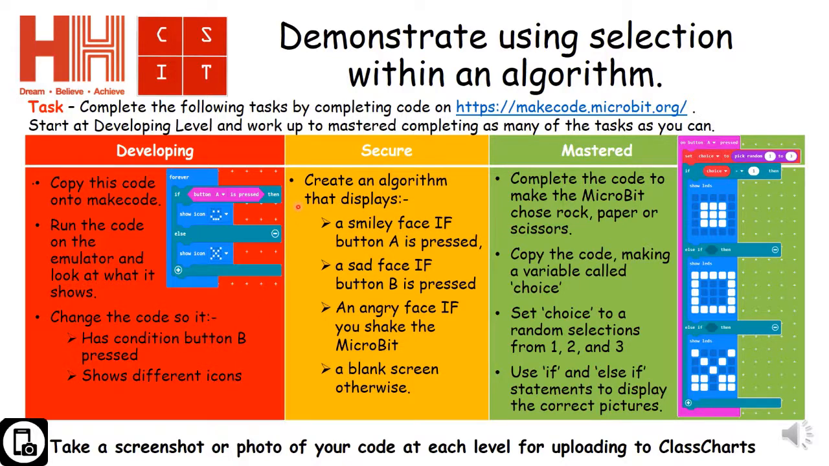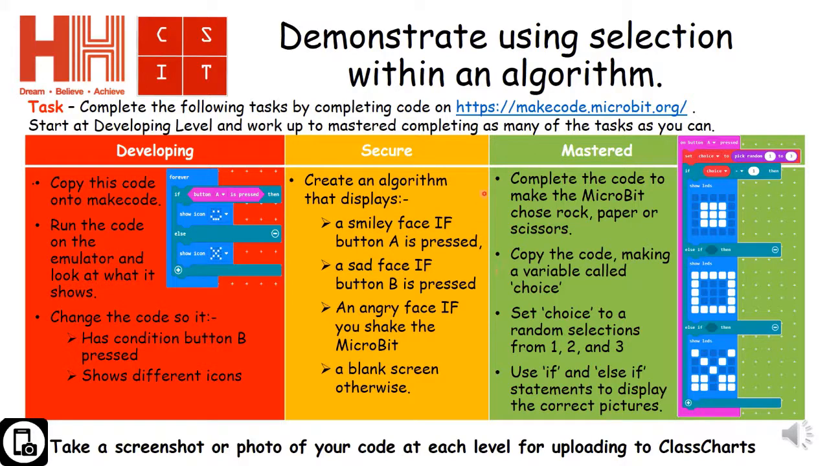For secure, you're going to create an algorithm that displays, first of all, a smiley face if button A is pressed, a sad face if button B is pressed, an angry face if I shake the microbit, and a blank screen otherwise. A blank screen, note, is LEDs without any of the lights on. Once you have completed this task, again, take a screenshot or photo and upload it to ClassCharts.